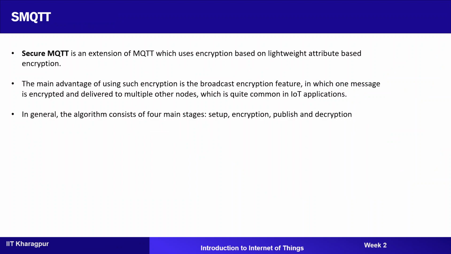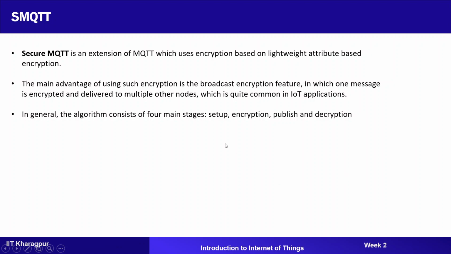Now, SMQTT. SMQTT means secure MQTT. It is just an extension of your conventional MQTT. In SMQTT, it uses encryption-based lightweight attributes. The main advantage is that whenever your publisher broadcasts the service, or your broker broadcasts the message, it will use encryption in order to send the message. So basically, the data sent by SMQTT is more secure as compared to MQTT.